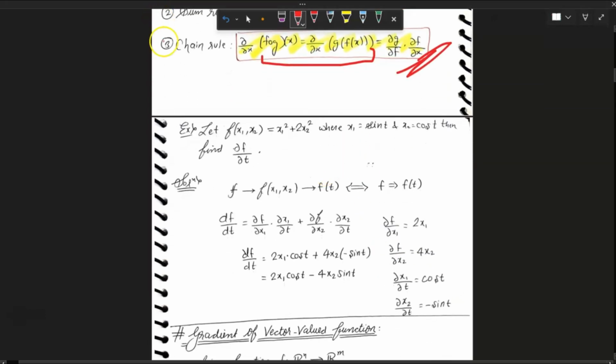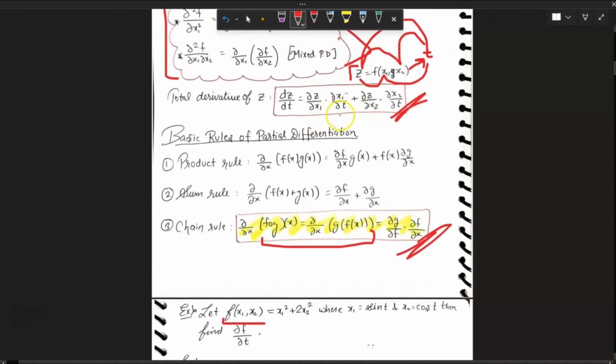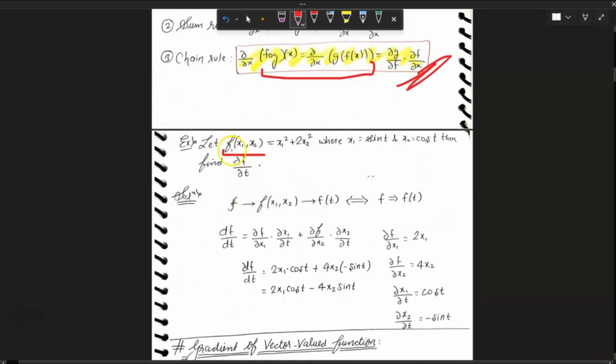Let's move to the question. First, we are provided with a function which depends on the variables x1 and x2 as x1 square plus 2 x2 square, where x1 is equal to sin t and x2 is equal to cos t. So we need to find df by dt. How to find df by dt? The same formula which we have seen here, we have to apply now. The function f depends on x1 and x2, and further these x1 and x2 depend on the variable t. So you can write it like this.